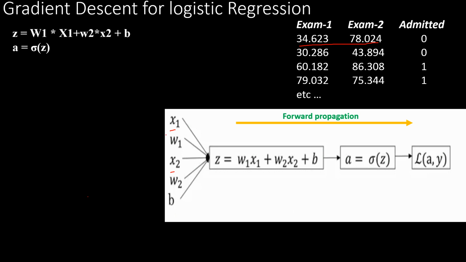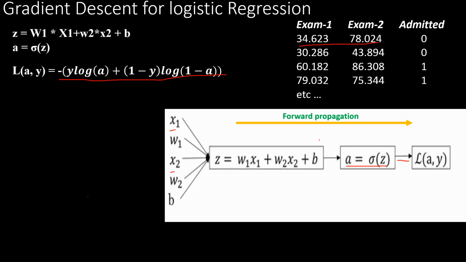So we'll compute z by this formula, w1x1 + w2x2 + b, and then we'll compute a as the sigmoid of z. Then we'll compute this loss function, which is the error, or how far the predicted value is from the true value, using this cross entropy function by this formula. This loss, or the wrongness the model is producing, is caused by our chosen values of w1, w2 and b.